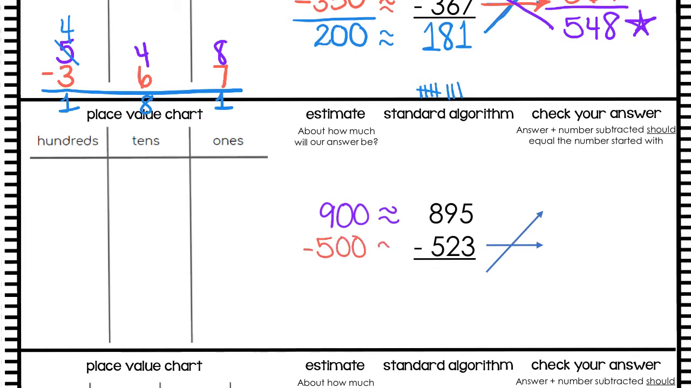So in our mind, we should be able to say, all right, 900 minus 500. I can easily do that in my head. 9 minus 5 is 4. So my answer should be about 400.